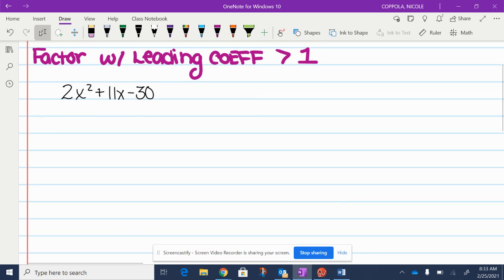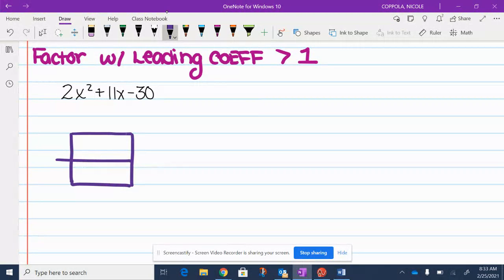So we're going to be talking about factoring trinomials with a leading coefficient greater than 1. This one is a medium level difficulty, so let's go ahead and get started. We like to set up a box, so that's the first thing I'm going to do, and then I will fill in my box.